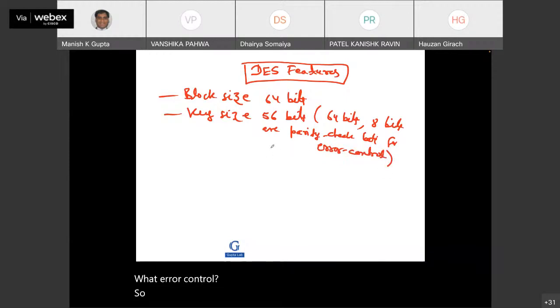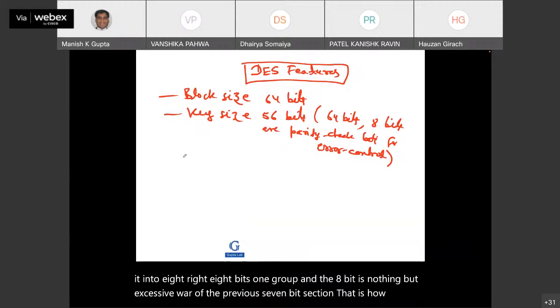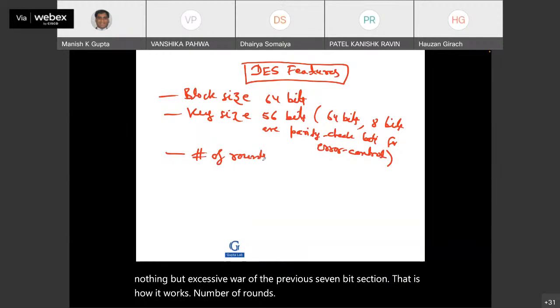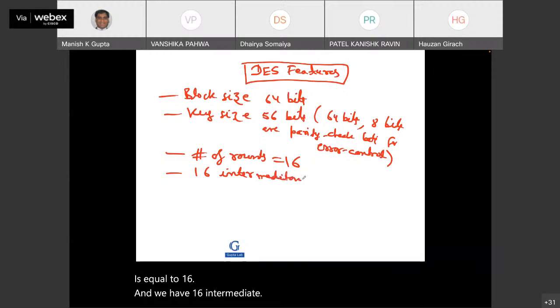So normally, that means for 7 bits, if there are total 64 bits, you can divide it into 8 groups, right? 8 bits one group, and the 8th bit is nothing but exclusive OR of the previous 7 bits actually. That is how it works. Number of rounds is equal to 16, and we have 16 intermediate keys, each 48 bits.